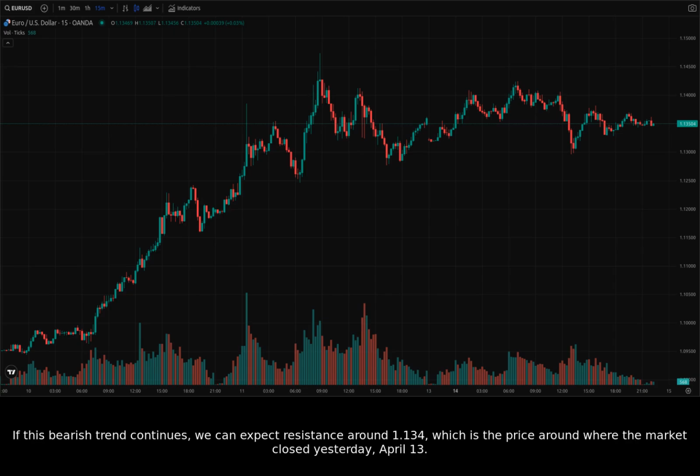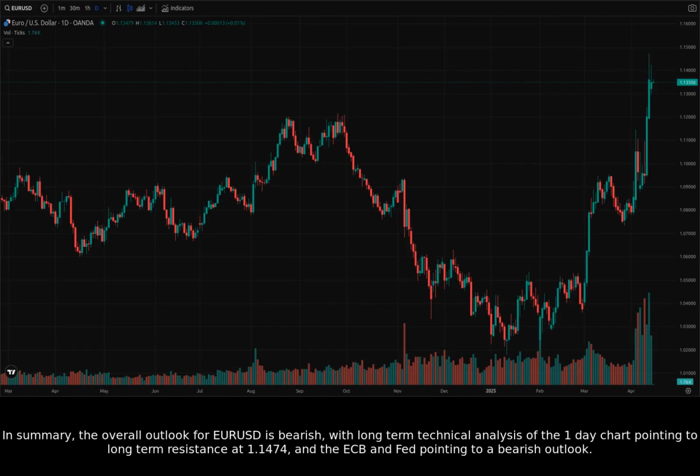If this bearish trend continues, we can expect resistance around 1.134, which is the price around where the market closed yesterday, April 13th. In summary, the overall outlook for EURUSD is bearish, with long-term technical analysis of the one-day chart pointing to long-term resistance at 1.1474 and the ECB and Fed pointing to a bearish outlook.